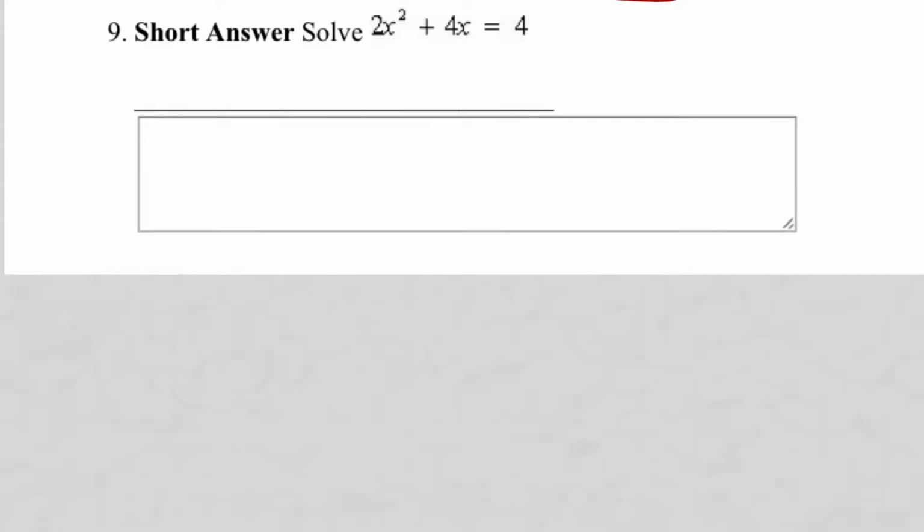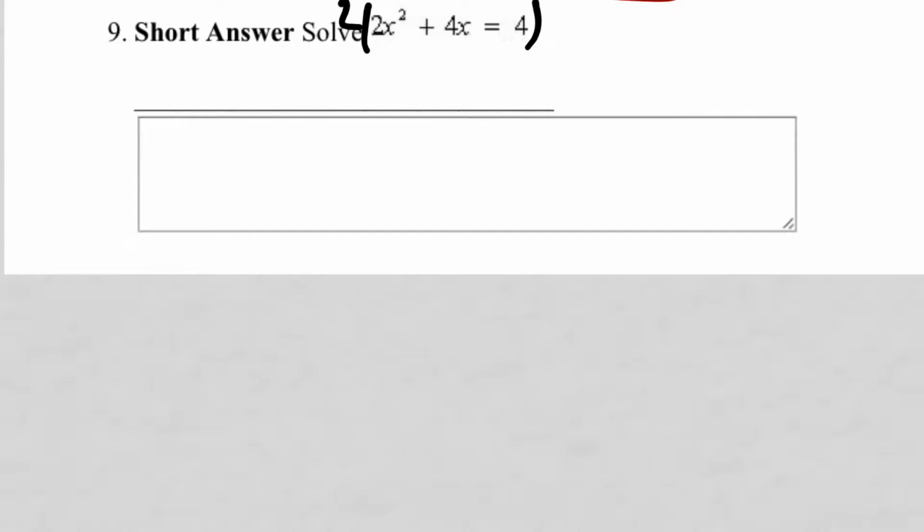Alright, now let's look at number 9. It says solve 2x squared plus 4x equals 4. If you notice, this one is kind of already set up for you so you can complete the square. The only thing missing is that the first coefficient is not a perfect square. So let's make it a perfect square. Okay. You have two options. Multiply everything by 2. That's option 1 right there. Multiply everything by 2.